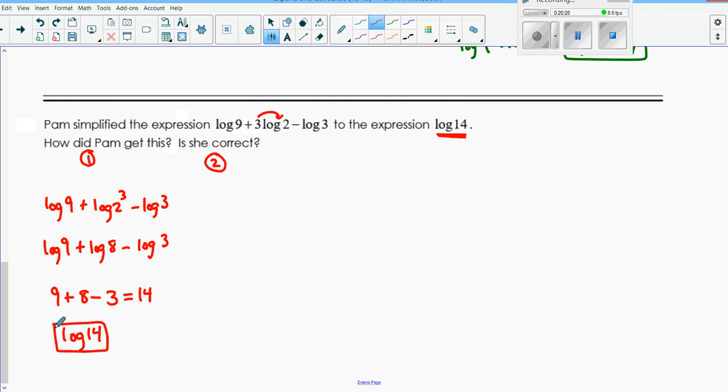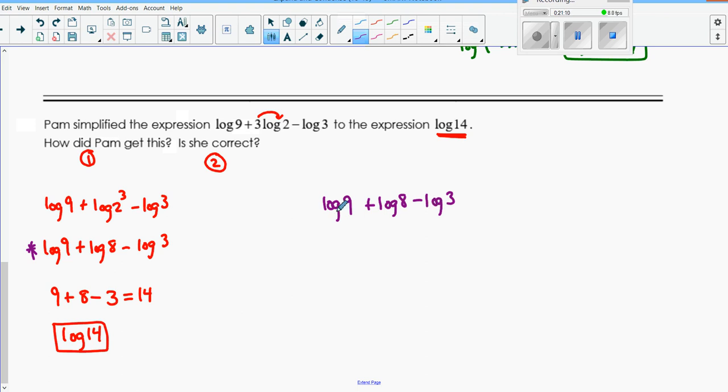The second part is, is she correct? Well, let's say that we did some evaluating. I agree with everything that she did first, and I agree with everything she did second. So I'm going to pick it up right here, where we have log of 9 plus log of 8 minus log of 3. Let's say that we continue to condense that. Pam kind of stopped right here. She was good here, but then all of a sudden she just did 9 plus 8 minus 3 is 14. But based off of what we talked about yesterday and today, we can continue to condense that.